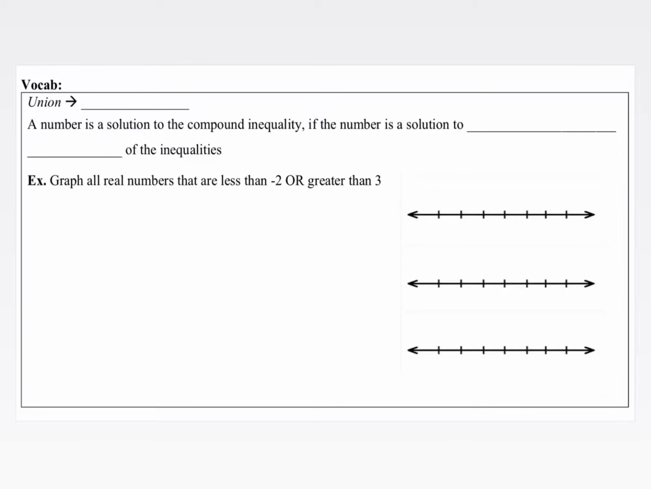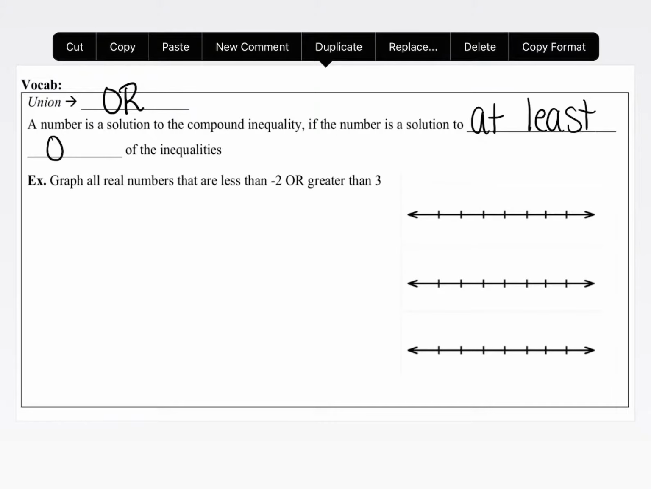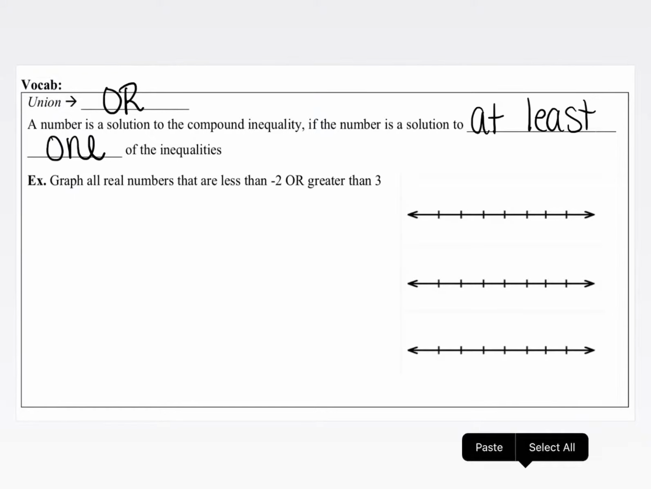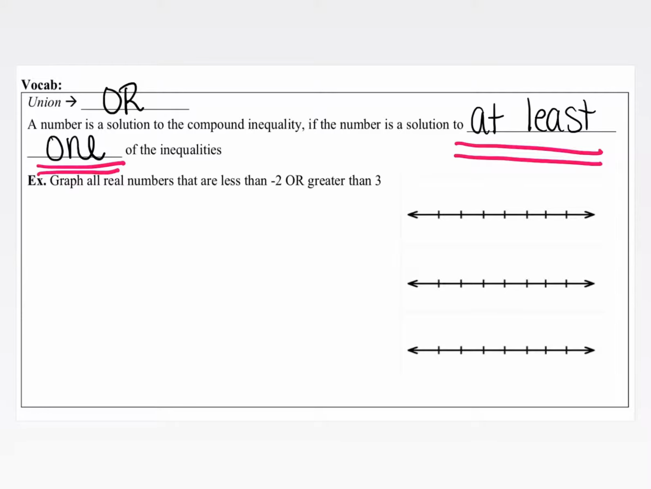Let's go to the other example for a union. Union is another way of saying or. This is when a number is a solution to the compound inequality if the number is a solution to at least one of the inequalities. So definitely and is more restricting. It needs to satisfy both of the inequalities. However, for or, it just needs to satisfy one. It can satisfy both, but it just needs to satisfy at least one of them.